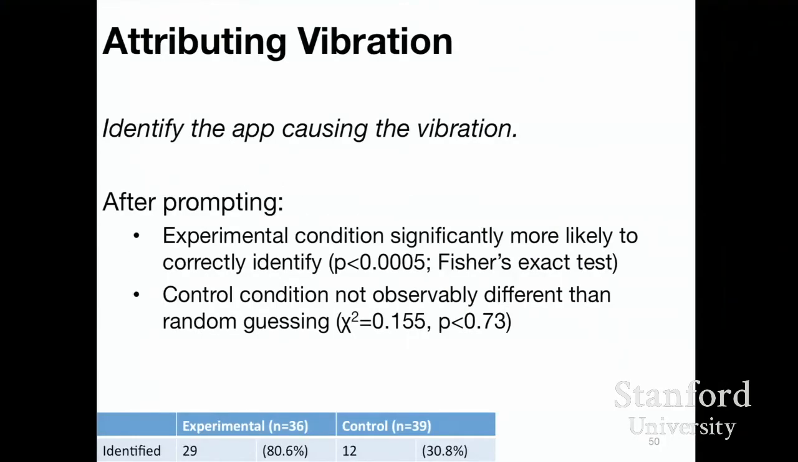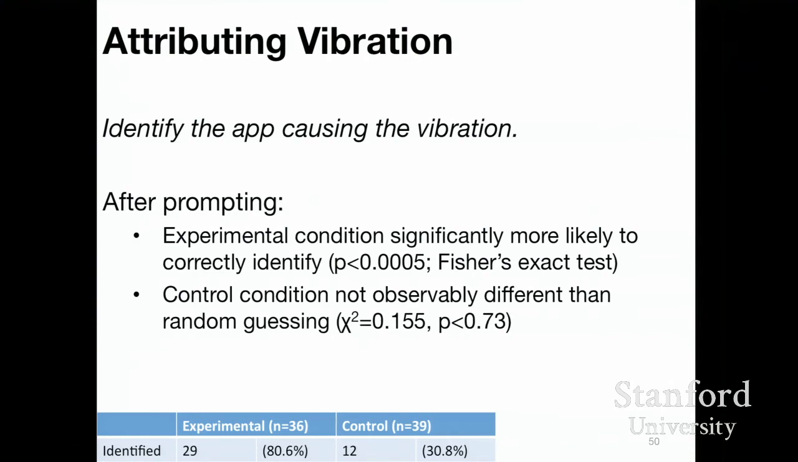So what we found was, for the vibration, in this case, there was a notification icon that appeared, and if they expanded that in the experimental condition, it would say the name of the app. And we found that participants were significantly more likely to attribute the cause of this misbehavior correctly when they had those mechanisms. It was about 80% in the experimental condition compared to a little over 30% in the control. 30% seems pretty high, but given 4 apps, that's random guessing.